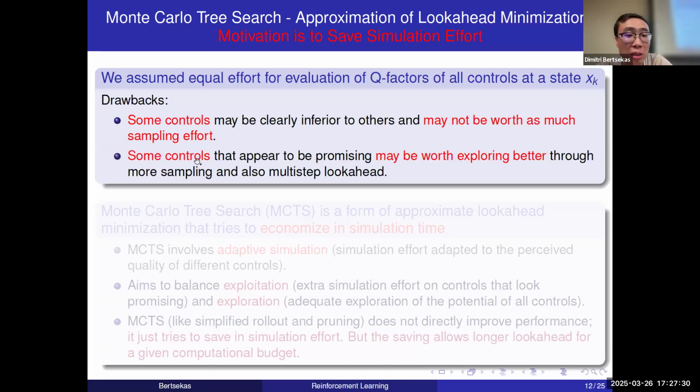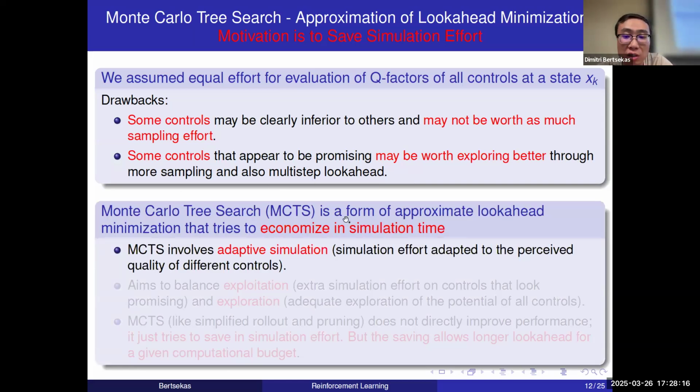The other case is some controls that appear to be promising may be worth exploring better through more sampling and even multi-step lookahead. Suppose that we want to choose a control u_k, and clearly there are a few inferior ones, and there are two that are most promising. By calculating the minimization, essentially we want to find the best among those two, right? So we need to steer all our sampling effort to those two controls in order to give an accurate evaluation of those two and to make our decision in the end. So that's the case here.